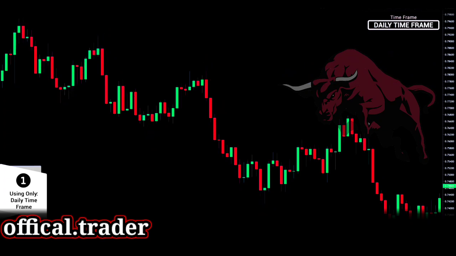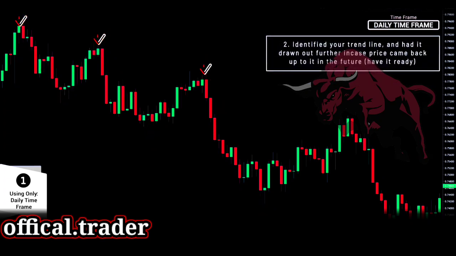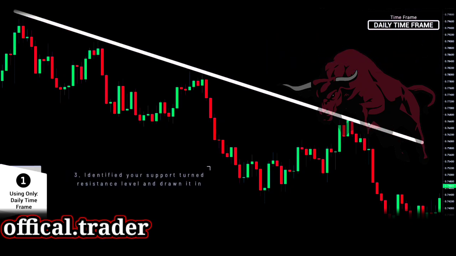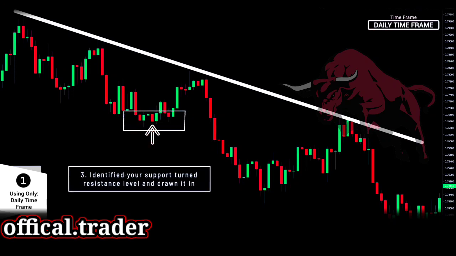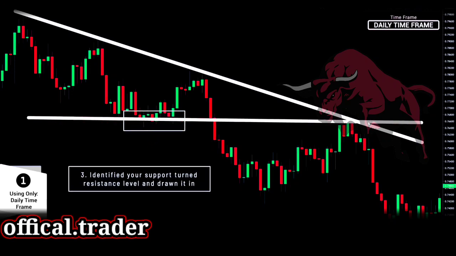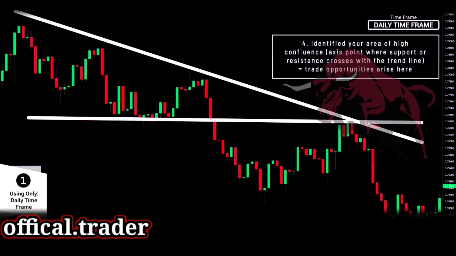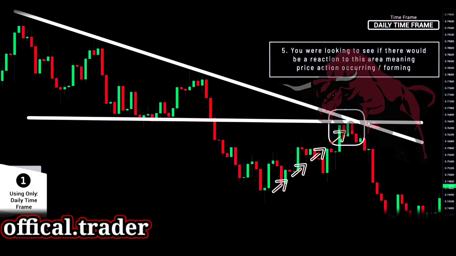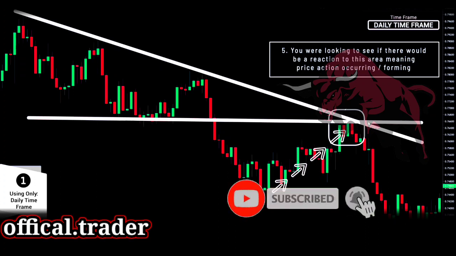Second, you would have identified your trend line through these 3 points and drawn it in and had it stretched out further in case price came back up to it. Third, you would have looked left and spotted the support turned resistance level here and had it drawn in. Fourth, you would have then identified this area of high confluence where your trend line and resistance level intersected, which means there would be possible short trade opportunities once price got here. Fifth, when price started to approach this area, since you had this area already identified, you were watching to see what price would do once it got here, aka price action.